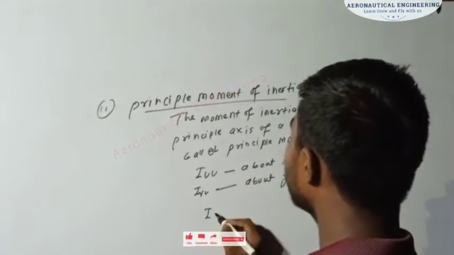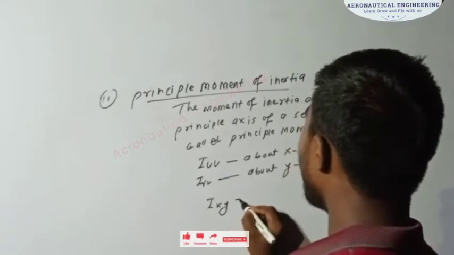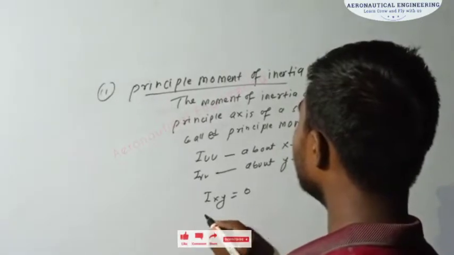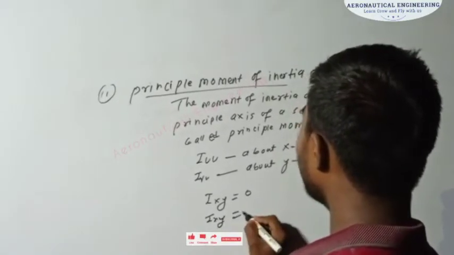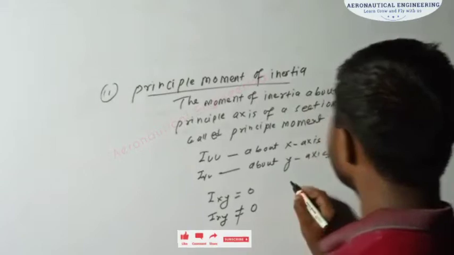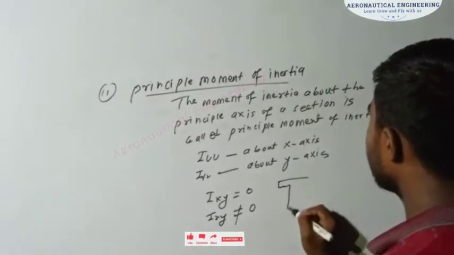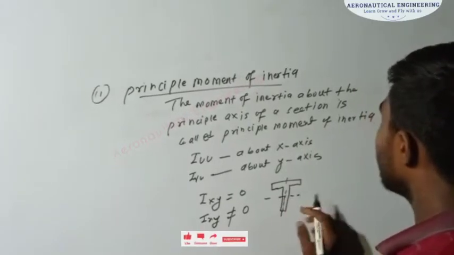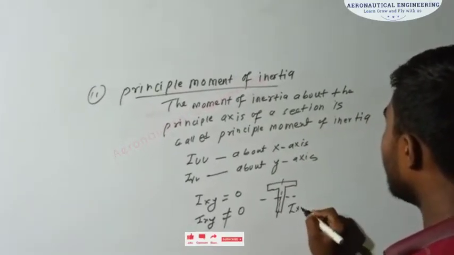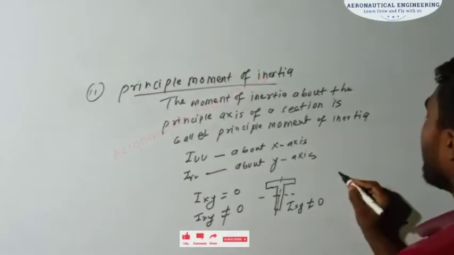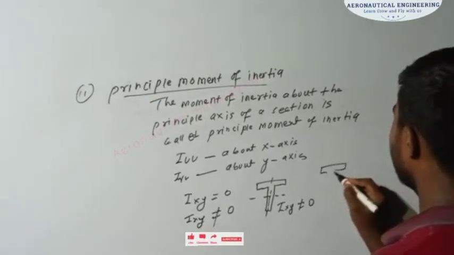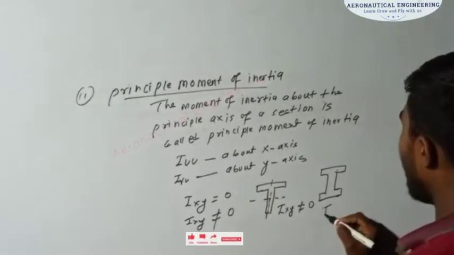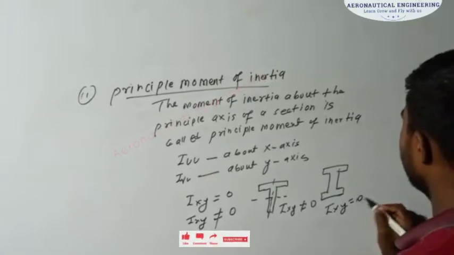In case of a symmetrical section, Ixy equals 0 for the principal axis method, but in case of an unsymmetrical section, Ixy is not equal to 0. Suppose this one is a T section, so this is an unsymmetrical section. That's why for that T section, Ixy is not equal to 0. But when we take an I section, this is a symmetrical section. For an I section, Ixy equals 0.